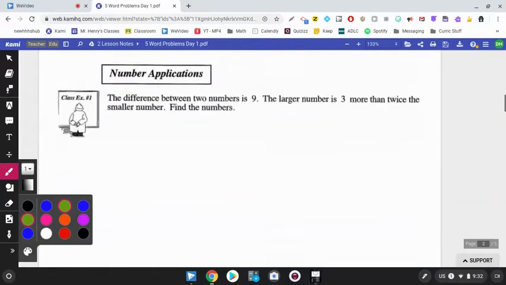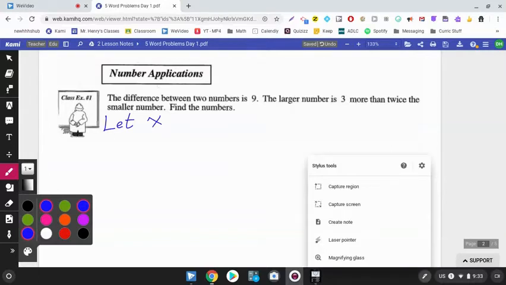First one, numbers application. The difference between 2 numbers is 9. The larger number is 3 more than twice the smaller number. Find the numbers. Well, the first thing I'm going to do, if I'm going to solve a system, if I'm going to talk about this mathematically, I need some variables. So we have what's called a let statement. And you say let, and then I need to pick a variable. And because I'm not very creative, I usually pick x for my first variable. And if I need a second one, I pick y.